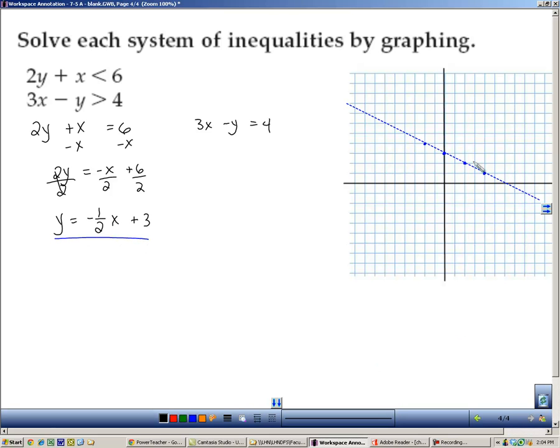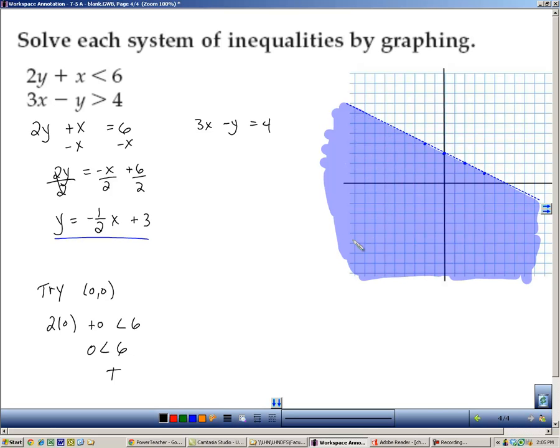Okay, so my boundary line is dotted because the symbol is less than, so now I have to figure out shading. I will try 0, 0 into the original. So 2 times 0 plus 0 is less than 6, which means 0 is less than 6, and that's true. So in this particular one, 0, 0 is on the good side, so I will shade on this side of the boundary. So that's what that inequality looks like.